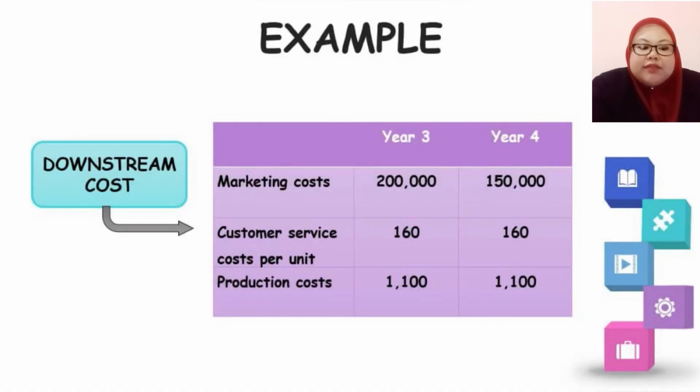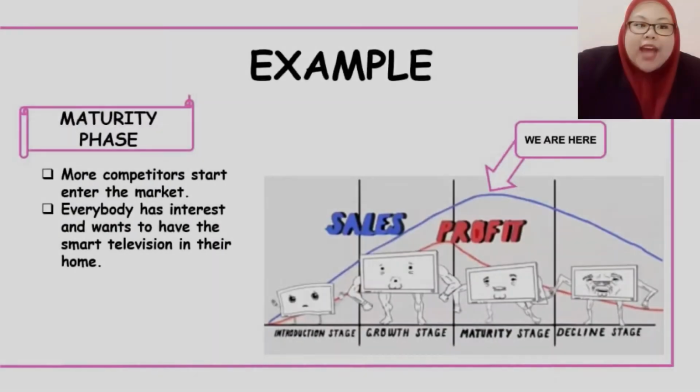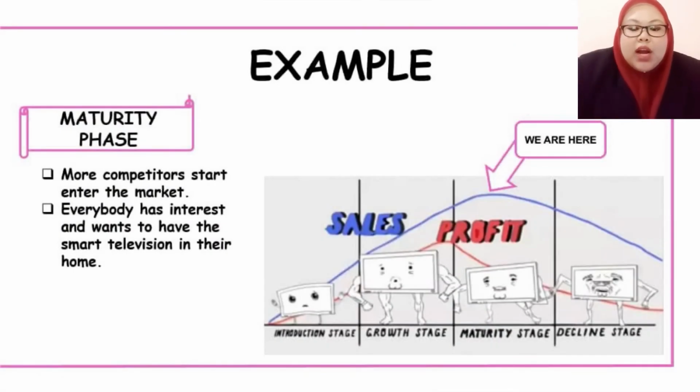In the growth phase, there are 3 costs involved in year 3 and year 4, which are the marketing costs, customer service costs, and the production costs. Again, the marketing and customer service costs will be categorized under downstream costs because they are incurred after the production is settled. The third phase of the product life cycle is the maturity phase.